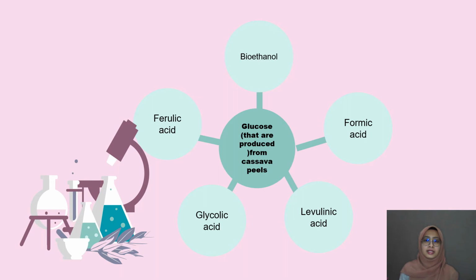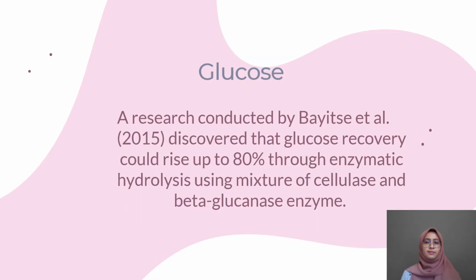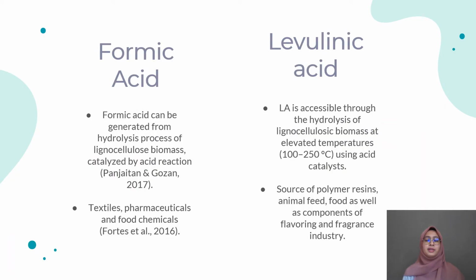This mind map summarizes the value-added products that can be produced from glucose of cassava peels, which are bioethanol, formic acid, levulinic acid, glycolic acid, and ferulic acid. Glucose is a major product from utilization of cassava peels. Previous research discovered that glucose recovery of cassava peels could rise up to 80% through enzymatic hydrolysis using mixture of cellulase and beta-glucanase enzyme. Formic acid and levulinic acid are accessible through hydrolysis process of lignocellulosic materials. These chemical derivatives can be used in many industries as stated in the slides.